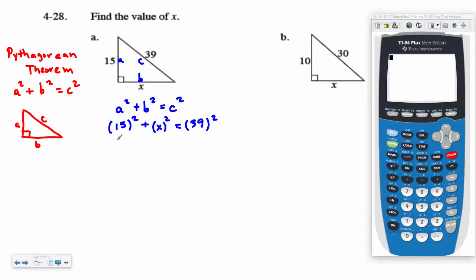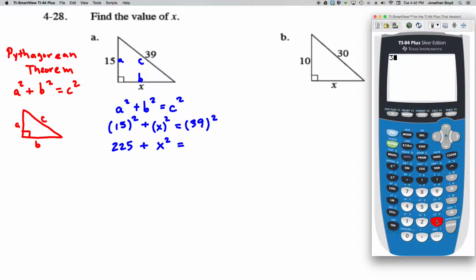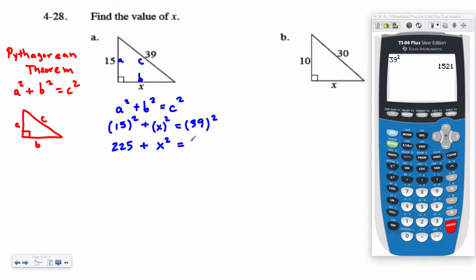Now 15 times 15 we know is going to be 225. Should have that one memorized. If you don't, use the calculator. No shame in that, that's fine. We have plus x squared, so 225 plus x squared is going to equal 39 squared. I don't have that one memorized, so I'm going to go ahead and type it in here. You either do 39 times 39 or 39 squared. And then we get 1,521. Let's get x squared by itself.